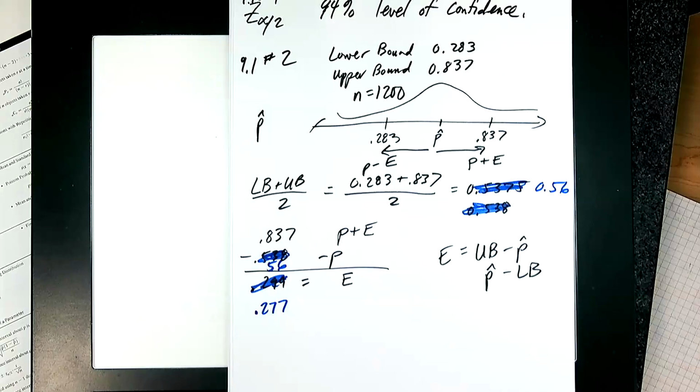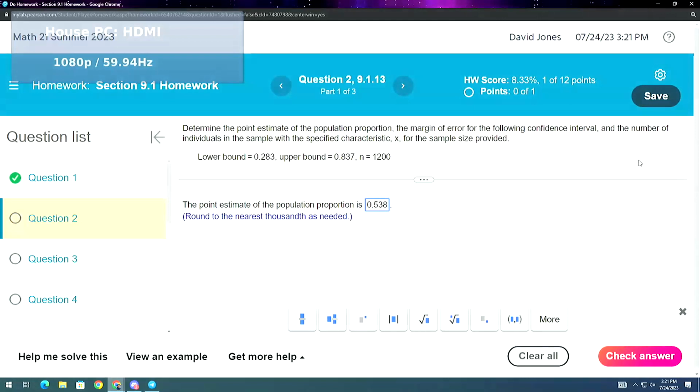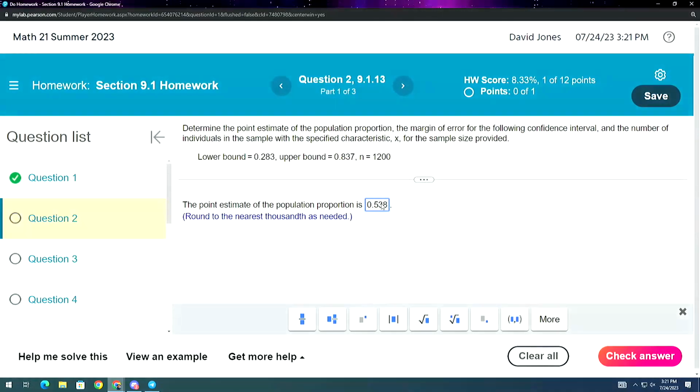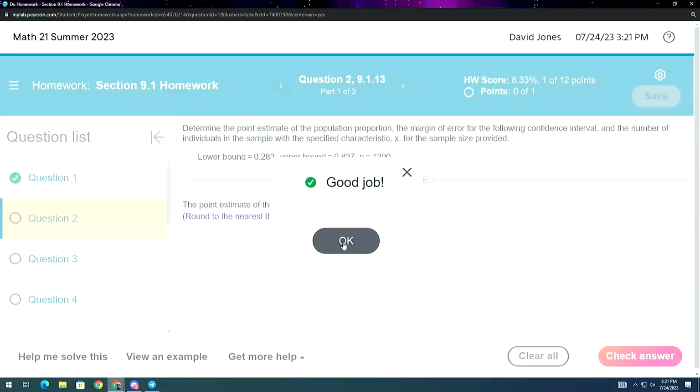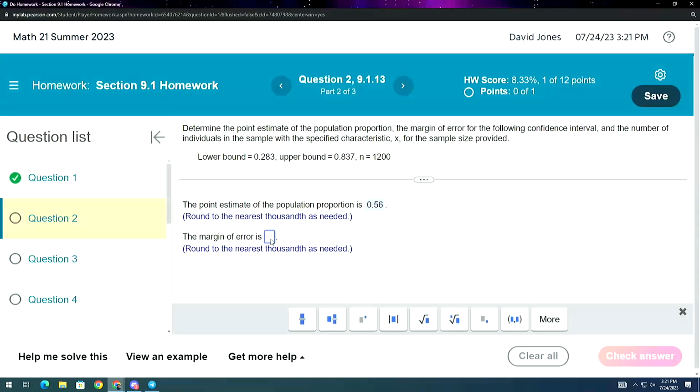But it told me I was wrong. So go find how you did it wrong. Redo the work if you need to. It's a simple average thing, so it's easy to do. This should be correct, if I can hit the right keys. There we go. And it did ask for the margin of error, and I calculated this. That was the 0.237 minus the 0.56, and the newest one I did is 0.277.